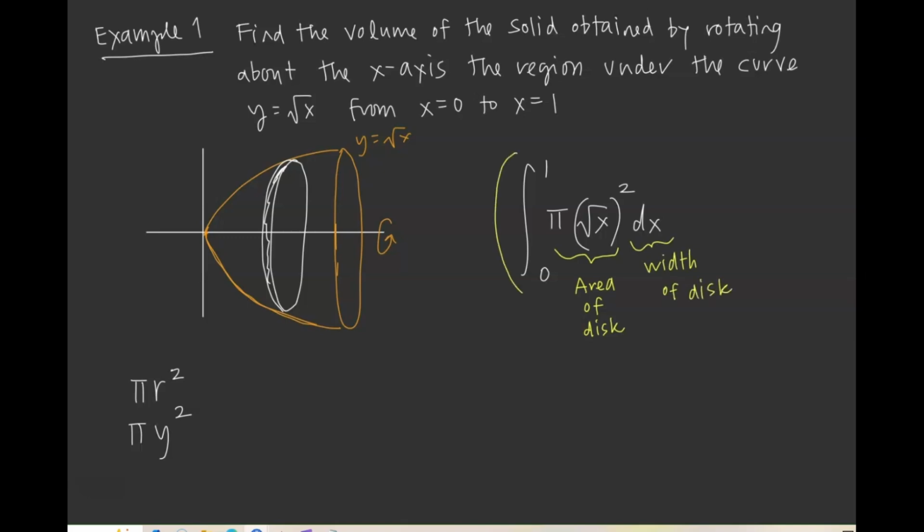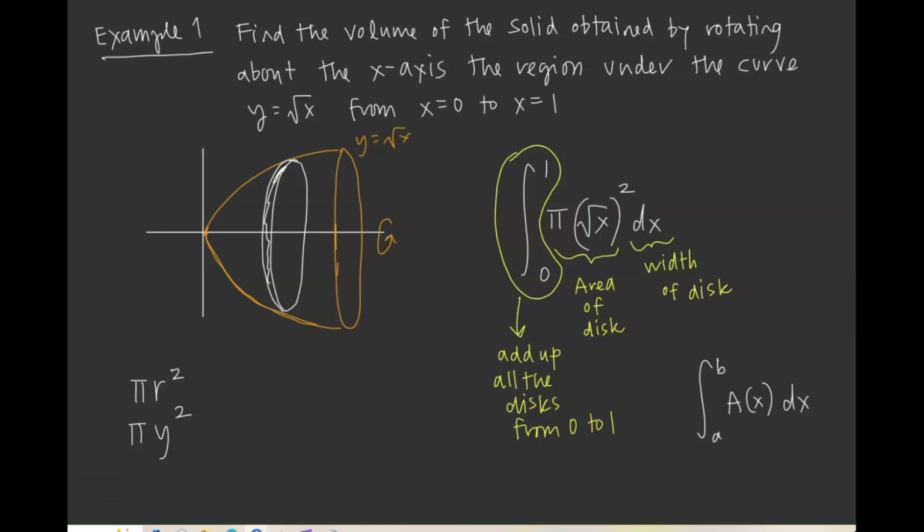And then this tells us to add up all the disks from 0 to 1. So honestly, throughout this whole section, what we want to just keep in mind is we're adding up from a starting point to a stopping point, some sort of area. It won't always be circles, but these first examples will be dx. And this is how we're going to find volume.